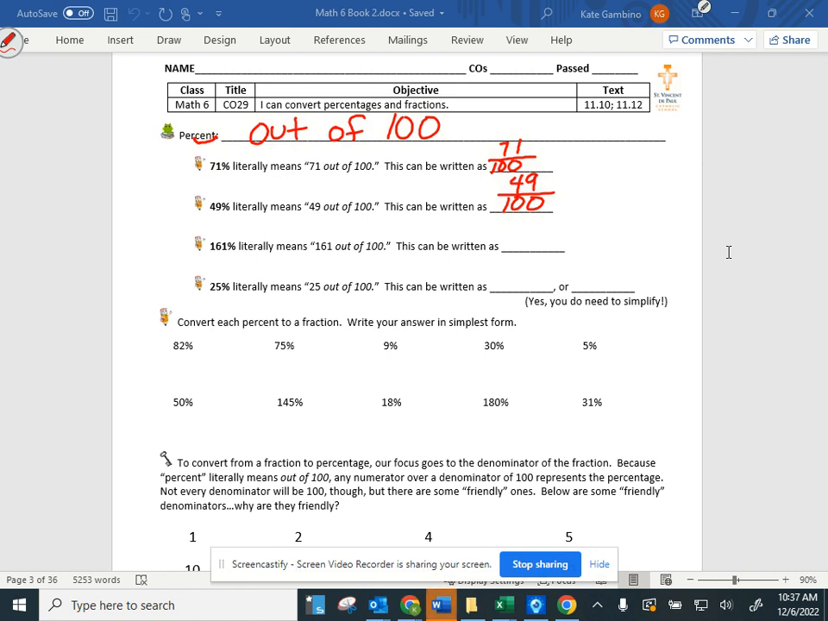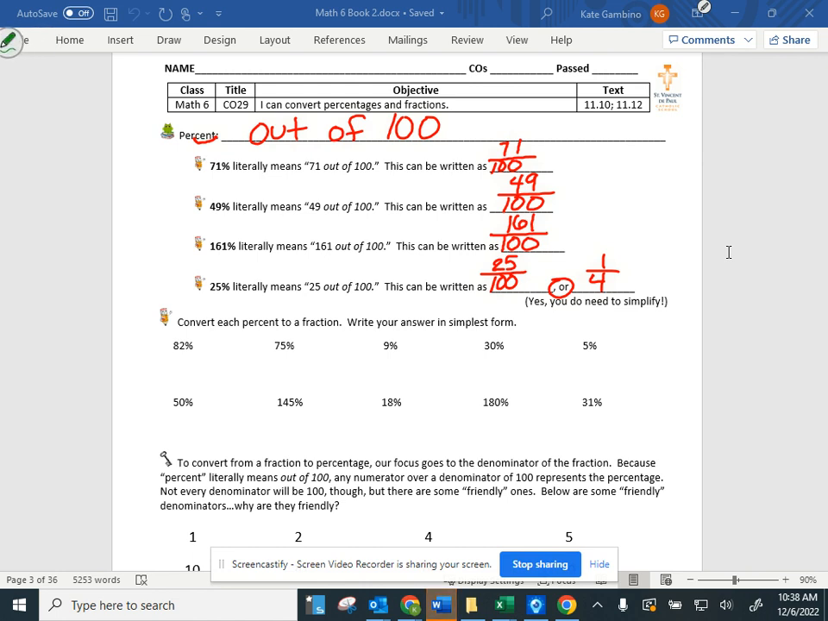So 161% literally means 161 out of 100. And 25% literally means 25 out of 100. Why do we have that or there? What other fraction could I put there? Matthew? 1/4. How did you get 1/4, Matthew? Because I simplified it down first.